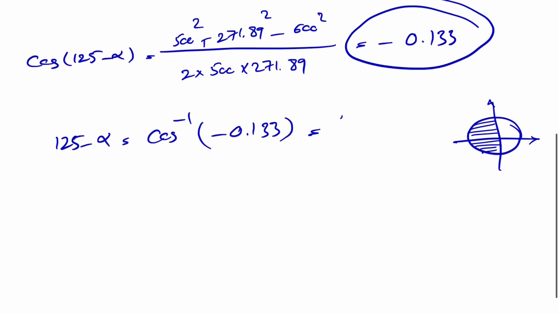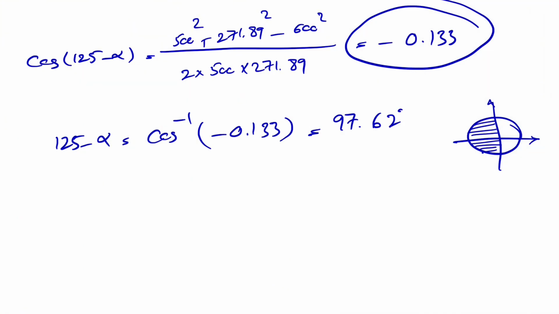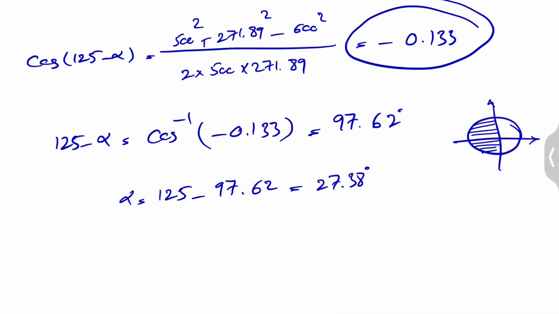So this will be equal to 97.62. So our alpha would be 125 minus 97.62. That's going to be 27.38. And also we know this can be equal to minus 97.62, which is going to be somewhere here. So these are the two values for which cosine is negative.